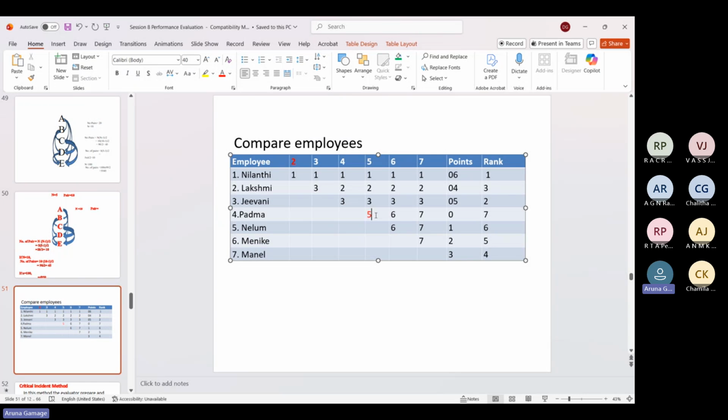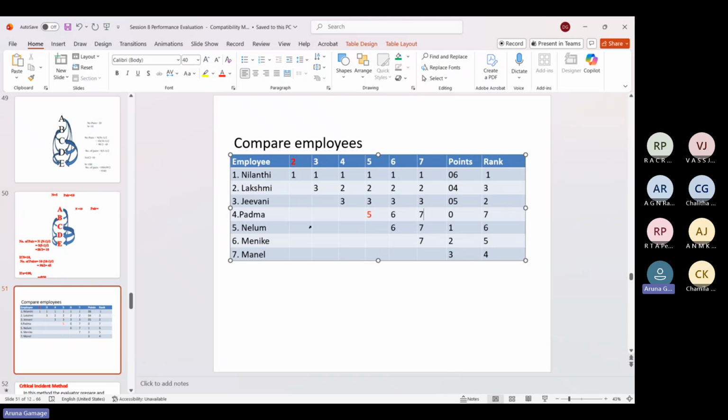We have to compare Padma with all the other employees. First, we compare Padma with Nelum. Who is the best? What is the number written? 5 for Nelum. Nelum is the best. When Padma is compared with Manike, who is the best? Padma is the best. When Padma is compared with the 7th, Manel, who is the best?